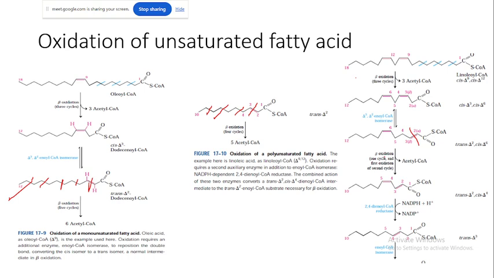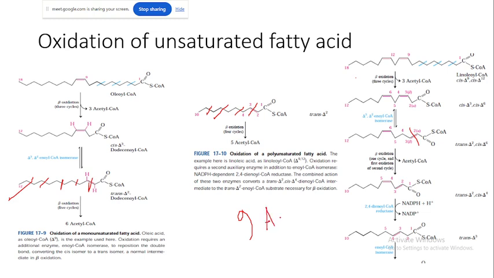So here the total cycle was 3 here, 1 here to 4, and then again 4 here to 8 cycles. So after 8 cycles, you got 3 acetyl CoA here, 1 acetyl CoA here, and then 5 acetyl CoA here. So total 9 acetyl CoA. So 9 acetyl CoA you got, right?